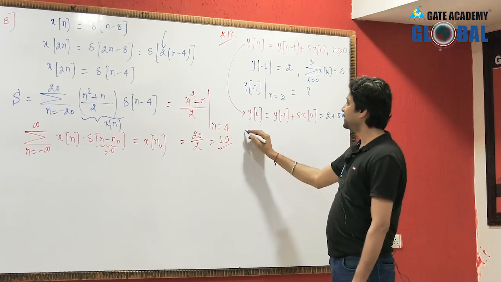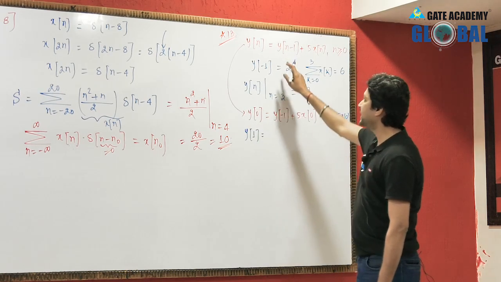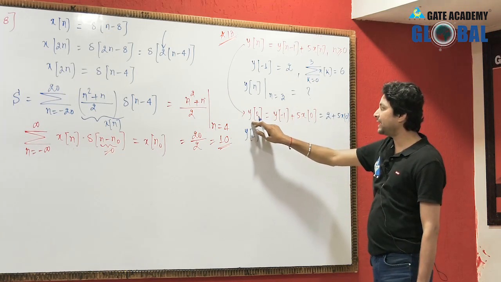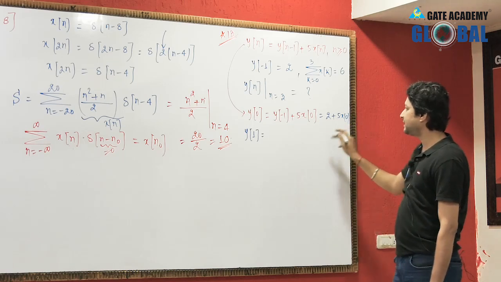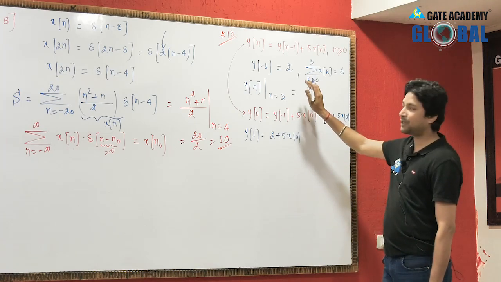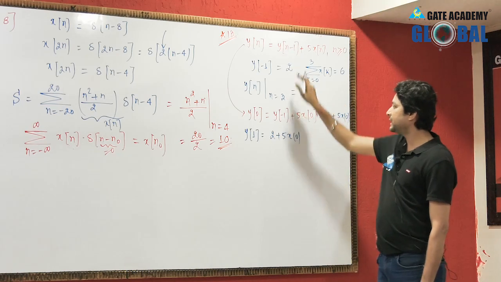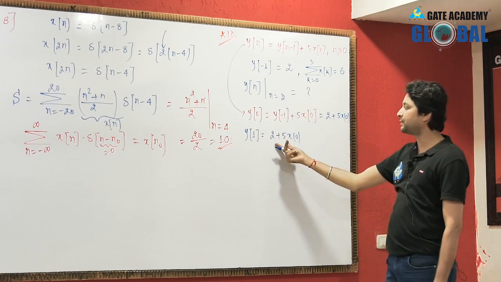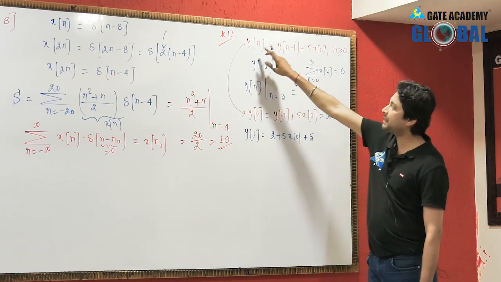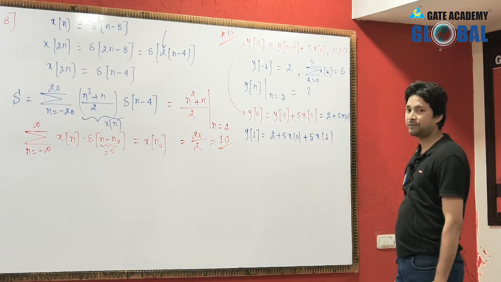Now, if you substitute n is equal to 1 in this equation, then y of 1 will be y of 1 minus 1, that is y of 0, and we have already obtained the value of y of 0. So we can write y of 0 as 2 plus 5 times x of 0. We have substituted n is equal to 1, so this term became y of 0. Therefore, we have substituted the y of 0 value from here, and now we have to write 5 times x of n. We have substituted n is equal to 1, therefore this value will be 5 times x of 1.